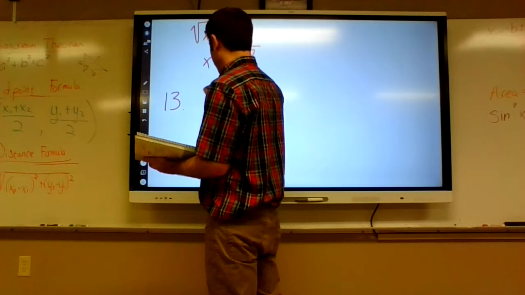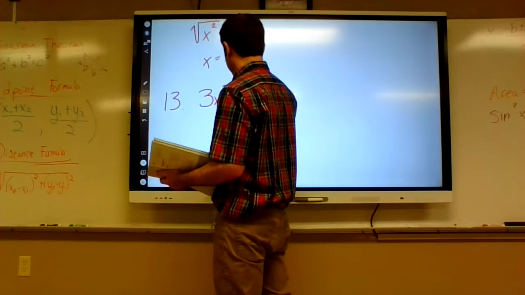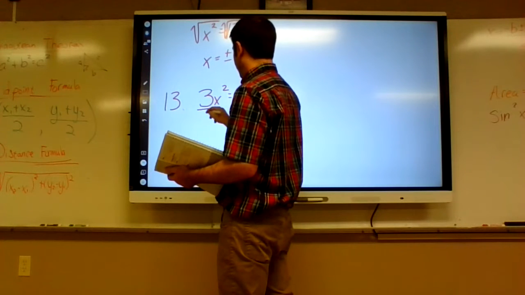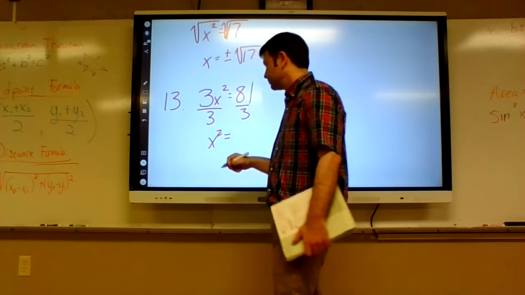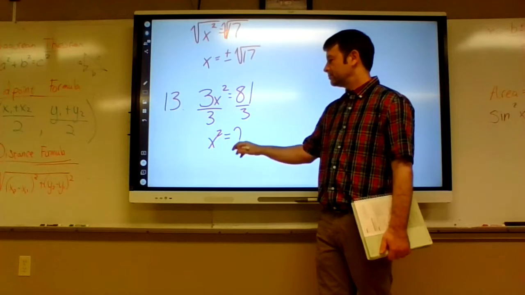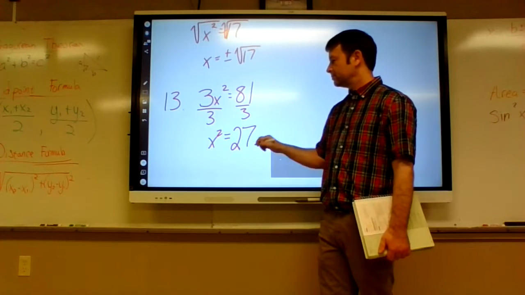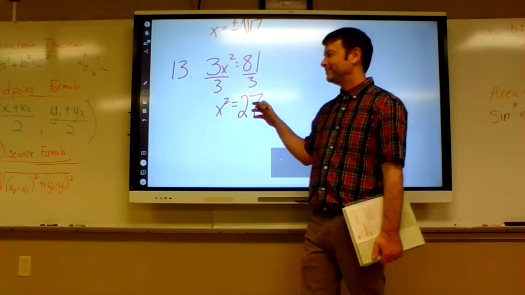3x squared equals 81. It's kind of like the last one, isn't it? Divided by 3. I don't suppose you guys know what that is. 27.